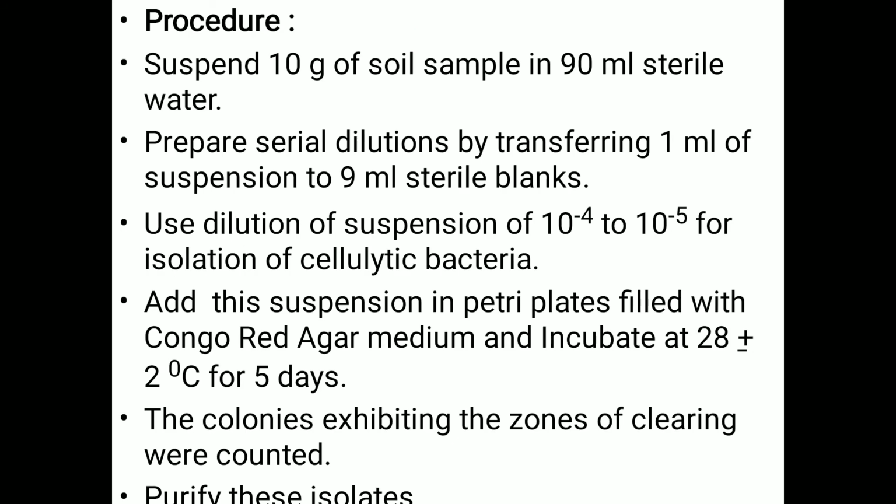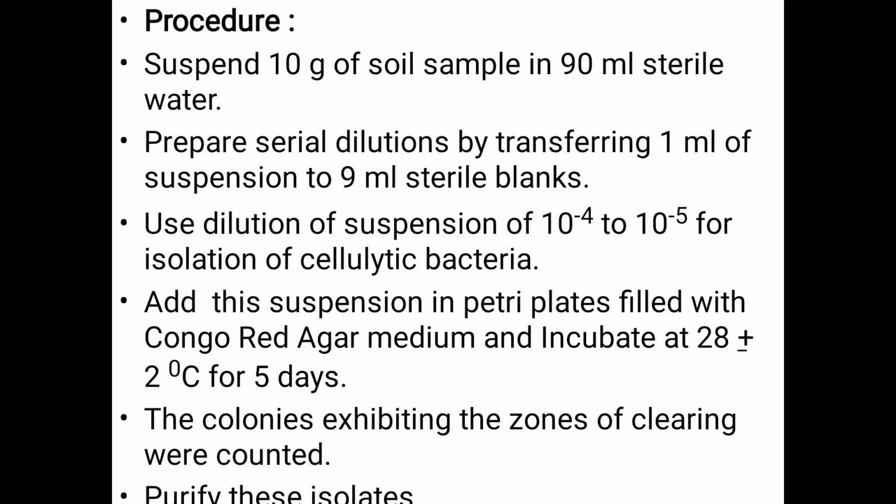Next, regarding the procedure, we take 10 gram of soil sample from the rhizospheric region and dispense it into 90 ml of sterile water. Then prepare serial dilution by transferring 1 ml of suspension to 9 ml of sterile blanks. That means take 1 ml of solution and transfer it into the second test tube.